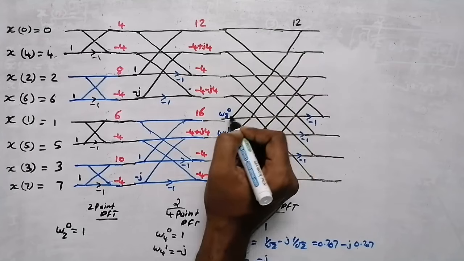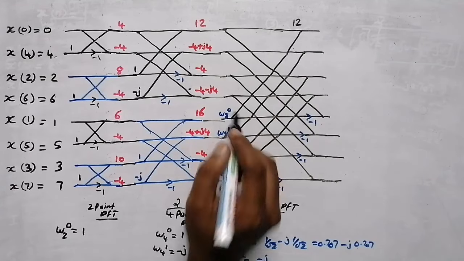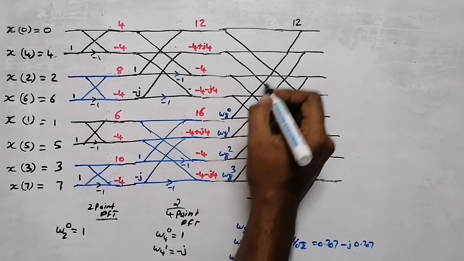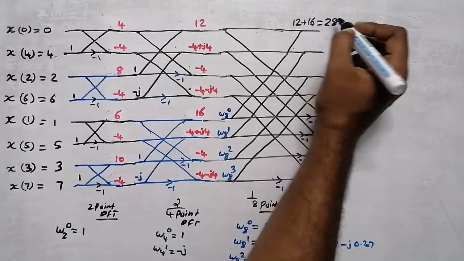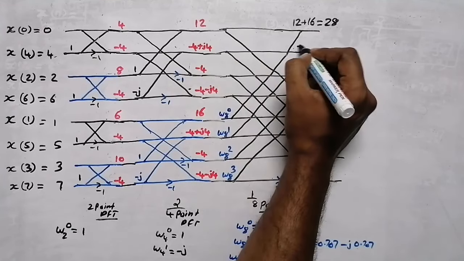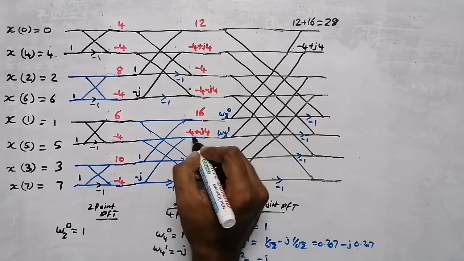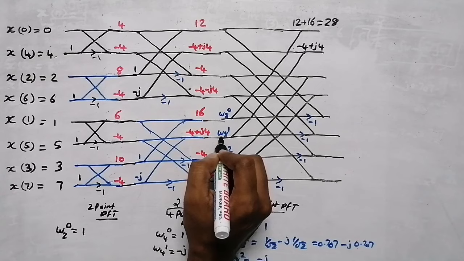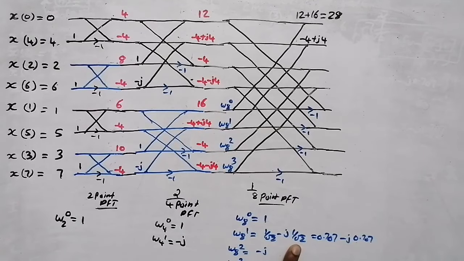Then this line, the value is 16 into W8 raised to 0. W8 raised to 0 is 1. So 16 into 1 will be 16. So 12 plus 16 will be 28. Now for this point, the line coming up is minus 4 plus j4. Then the next line is minus 4 plus j4 into W8 raised to 1. W8 raised to 1 is 1 by root 2 minus j1 by root 2.